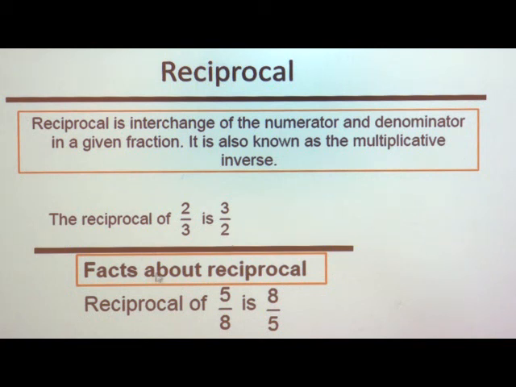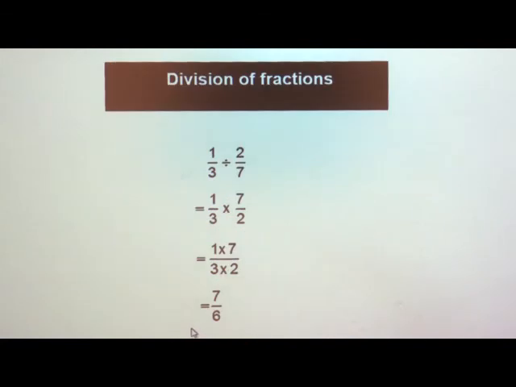So, facts about a reciprocal. The reciprocal of 5 upon 8 is 8 upon 5. What is the reciprocal of 1? It will remain 1, because 1 upon 1 is again 1 upon 1. We have already seen the facts of reciprocal with 0: it does not exist. So in this way we find a fraction and write its reciprocal, which is just to interchange the numerator and denominator of a given fraction.